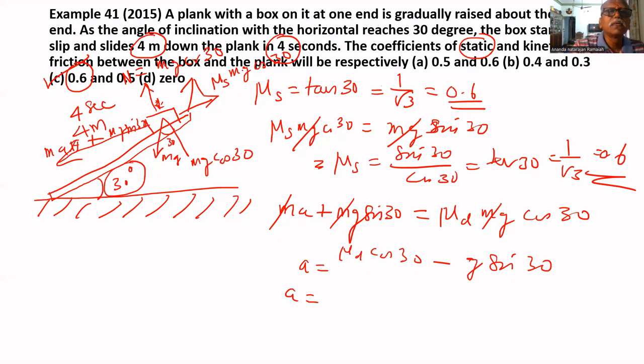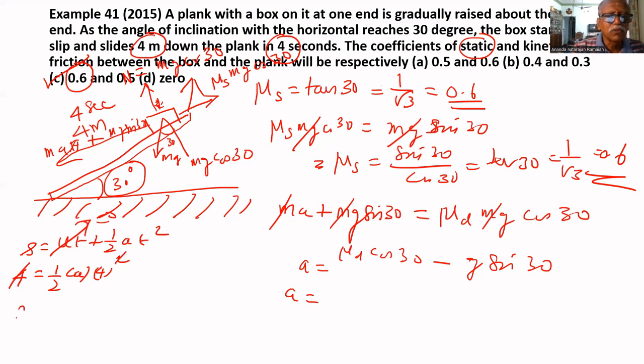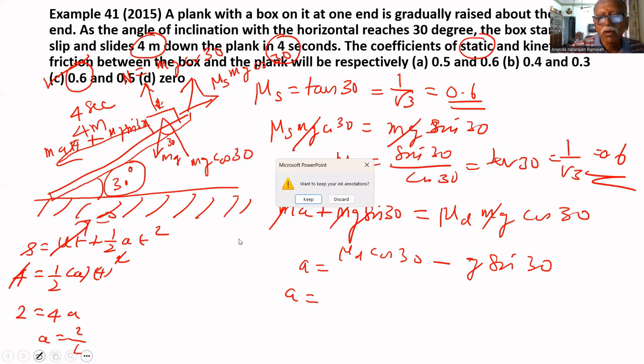It is given. Therefore, we have to find the acceleration. We know that S equals ut plus half A T square. Here u is 0. Therefore, S is given as half A T square, with t equal to 4 seconds, so 4 square. Therefore, these two get cancelled. 2 equals 4A. That is, A equals 2 by 4, which is equal to 1 by 2. The acceleration equals 0.5.